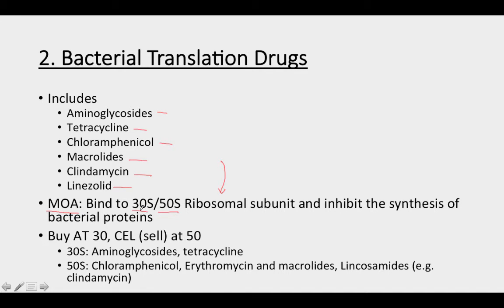Now, which of these drugs bind to the 30S ribosomal subunit and which of them bind to the 50S subunit? There's this mnemonic, which is from a USMLE textbook, called buy at 30, sell at 50, right? And that helps you because the drugs that bind to the 30S subunit are the "at" ones, so that's the aminoglycosides and the tetracyclines. And the ones that bind to the 50S subunit are the "cell" ones. So that's chloramphenicol, erythromycin, and the rest of the macrolides.